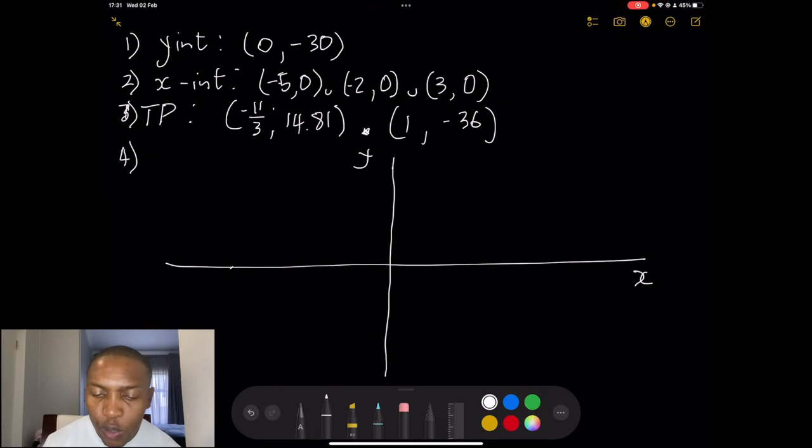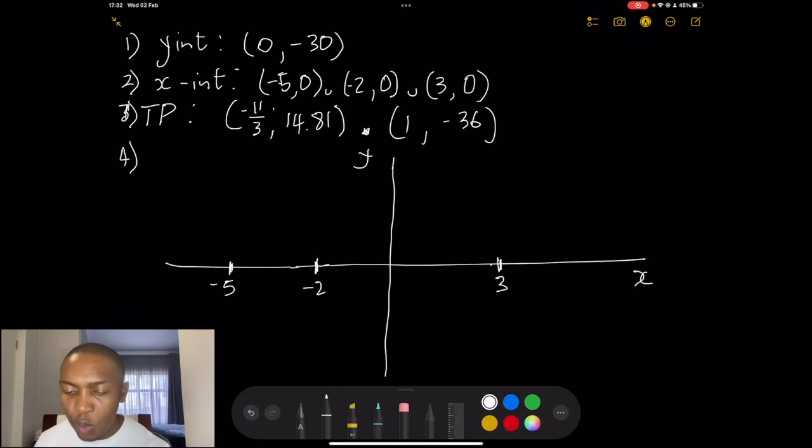So now we know we're going to have, okay, that's at minus 5. We're going to have at negative 2 rather, for our x-intercept. Yes. So let me just correct that. So that's negative 2. And then we also have another one at x is equal to 3. So our graph is going to cut at those points there. And then our y-intercept is at minus 30. So where y is minus 30.